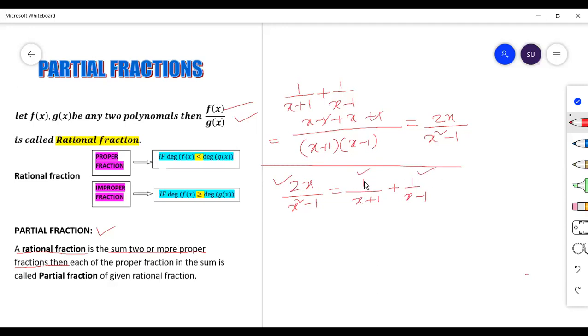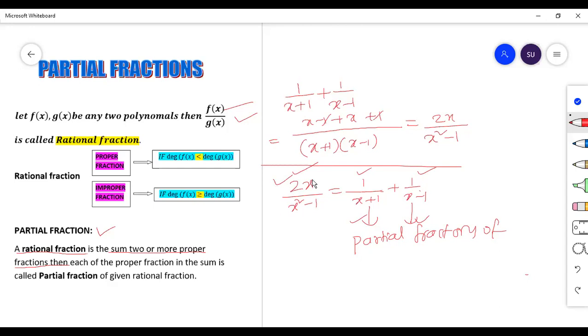Clearly they are proper fractions, because the degree of f of x, that means this degree, is 0 and this degree is 1; here also the degree is 0 and the degree is 1. So if a fraction is the sum of two or more proper fractions, then each of the proper fractions, this one and this one, both are called partial fractions of the given rational fraction. So this is one partial fraction, and this is one partial fraction, of the given rational fraction.